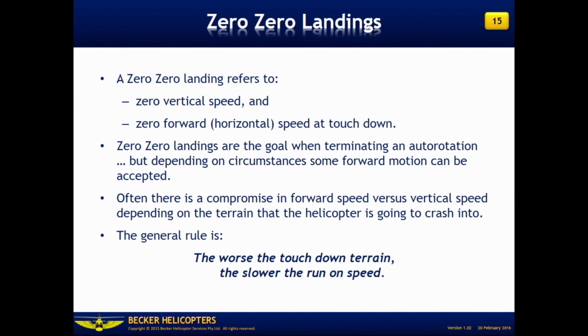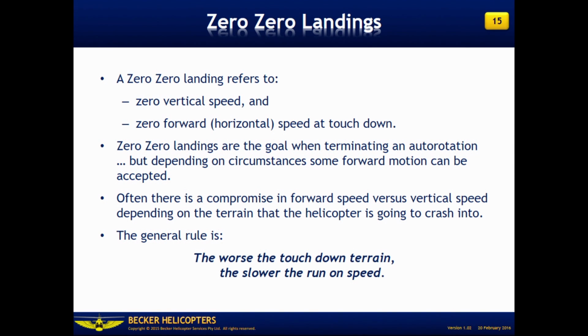So 0-0 landings are our preferred method of crashing onto the ground. 0-0, 0 vertical speed, and 0 forward horizontal speed at touchdown. That is our goal. Can we always achieve that? No, we can't, but we can actually hit the ground within some limits and still survive it quite nicely. But that's our goal. So 0-0 landings are the goal when terminating an autorotation, but depending on the circumstances, we may have some forward. We may have some combination here. I don't have a problem with it.